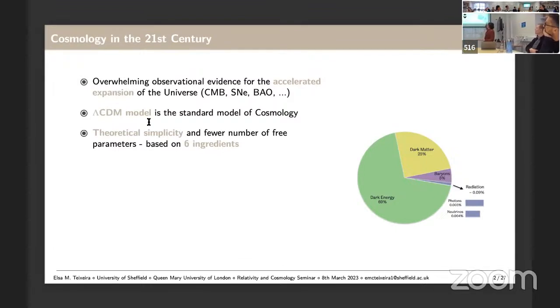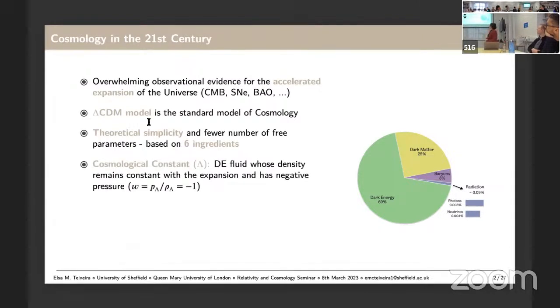So on that side, the model is just based on theoretical simplicity. And so usually when we want to study this model against observations, we will have six ingredients, it's more of six free parameters that we try to constrain with the data. And I'll talk a bit more about those further on. But we have these six ingredients. And mainly we make this big assumption that we have the cosmological constant, which is just a fluid that basically doesn't dilute with the expansion. So it remains constant as the universe expands.